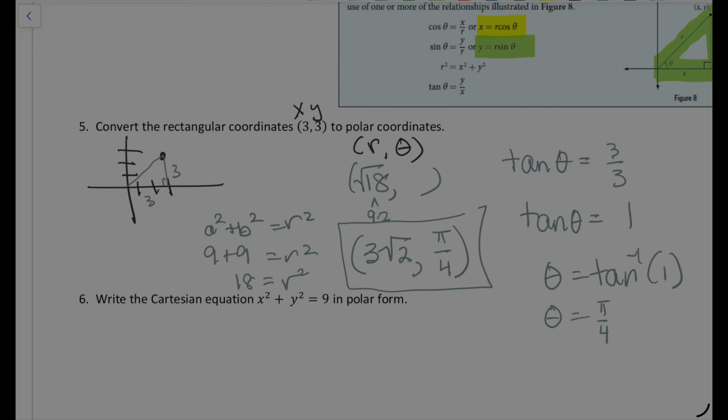All right. Okay, I'm going to stop there. We've converted coordinate points. In the next video, we will do equations. Okay, so I'm going to stop this one here.